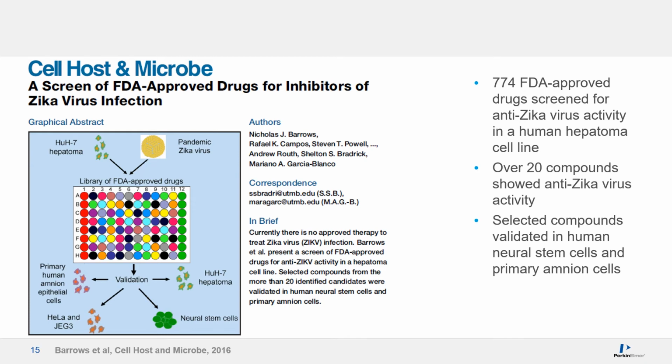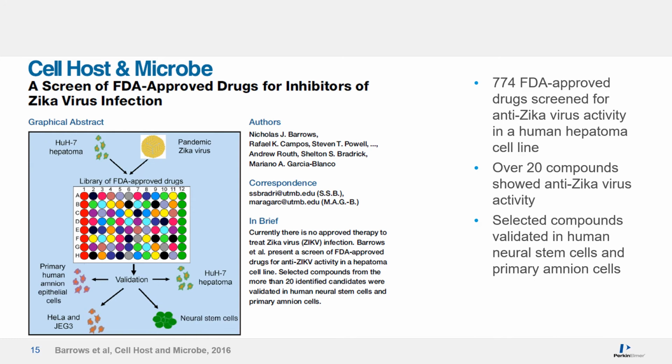There are currently no targeted therapeutics for its treatment, nor is there a vaccine, and HCS was used in a study that aimed to identify novel inhibitors from its library of 774 existing FDA-approved drugs that could potentially be used for the treatment of Zika infection.